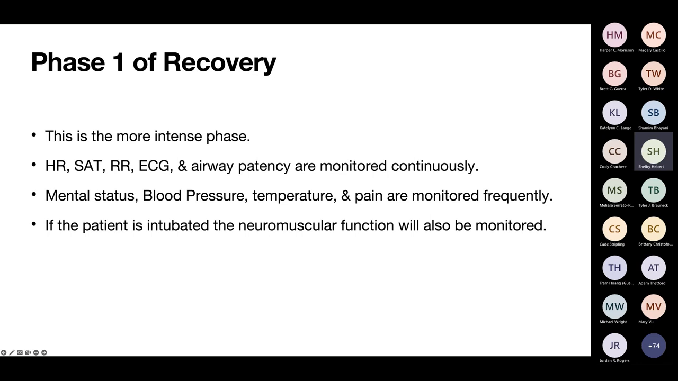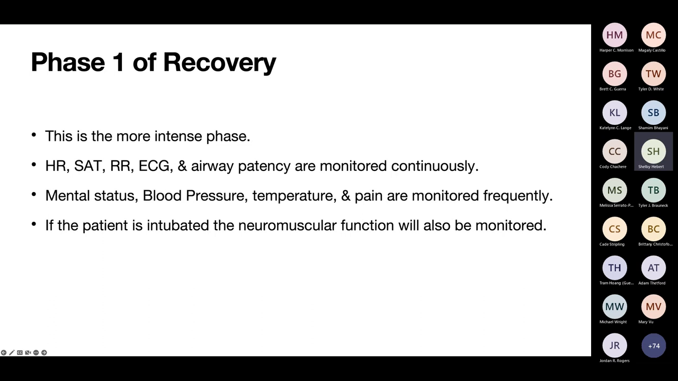All right, so we're going to talk a little bit about those couple phases. As I said, phase one is the first phase. It's a little bit more intensive. While the patient is in there, they're going to get continuous vital sign monitoring, so heart rate, saturation, respiratory rate, EKG. They're going to document the mental status, the blood pressure, the temperature. It varies from one place to another how frequently.